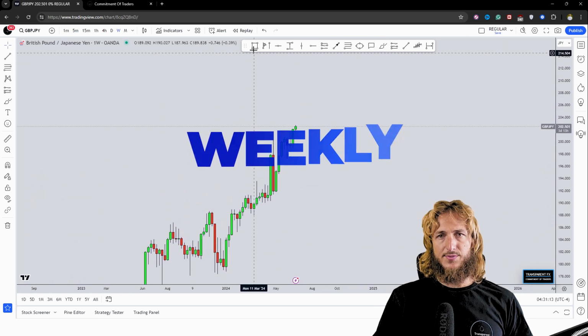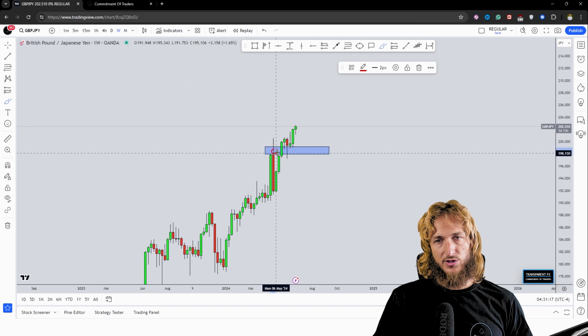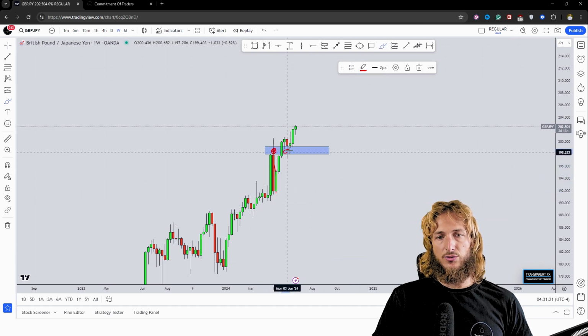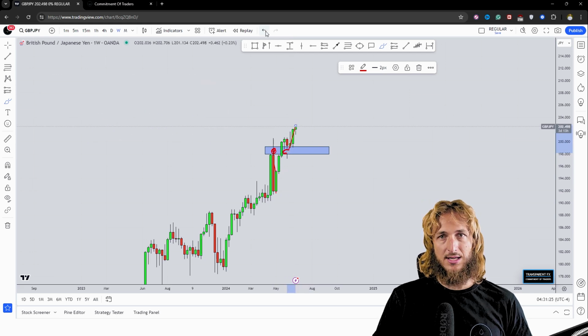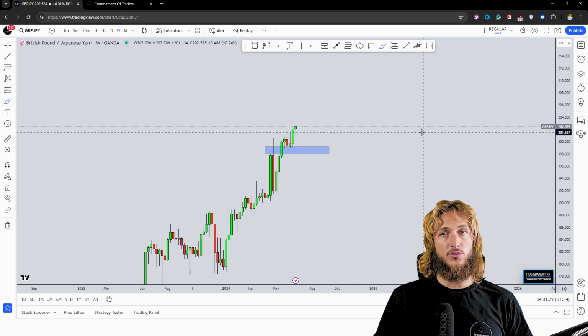Now, from a weekly perspective, we can notice how just now we had a clear test of previous weekly resistance from which this move to the downside was created, which is now turned support. The market tested the level and is currently rejecting it to the upside and completing this weekly impulse correction and impulse pattern to the upside.